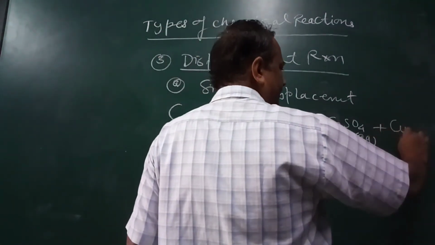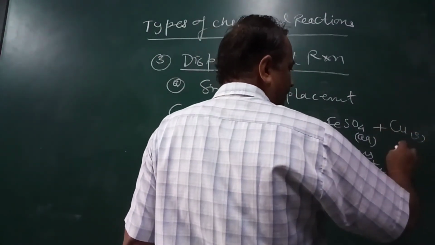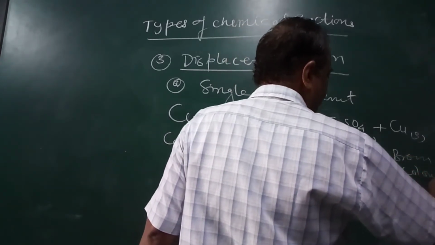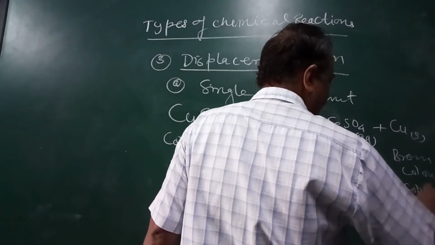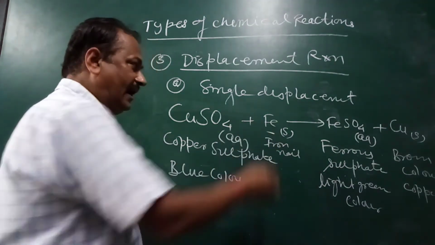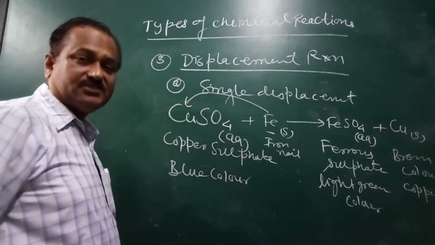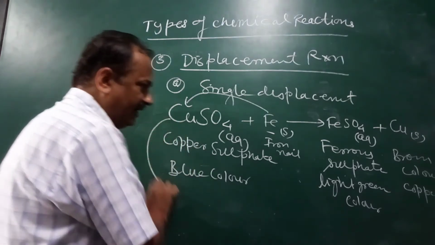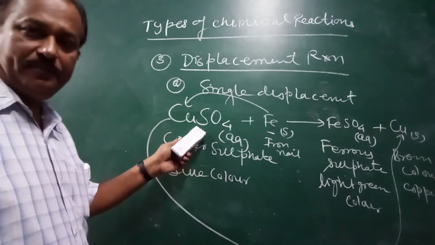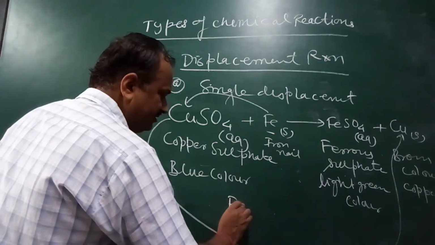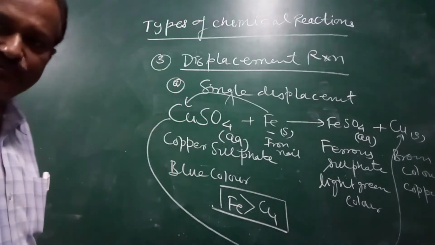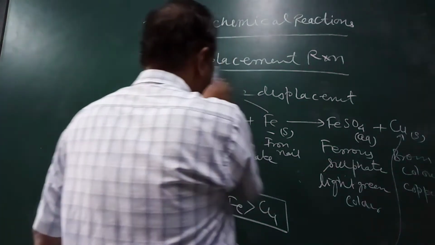And plus, brown colored copper is deposited. Because iron is more active, iron has displaced copper, and as a result copper has been removed from the copper sulfate. So we can say iron is more active than copper, and this is a single displacement reaction.